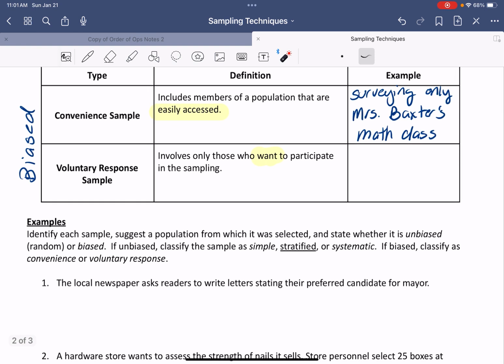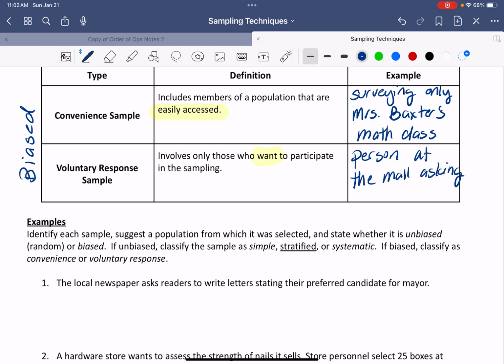Let's see. You can just write person at the mall asking to survey. Okay, that would be an example of somebody who wants to or doesn't want to participate.